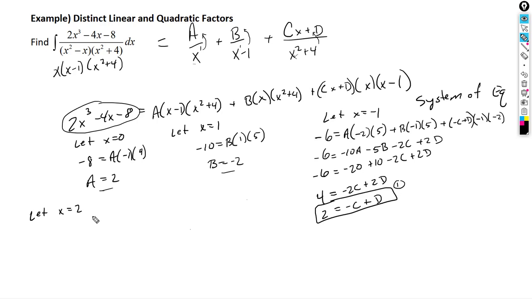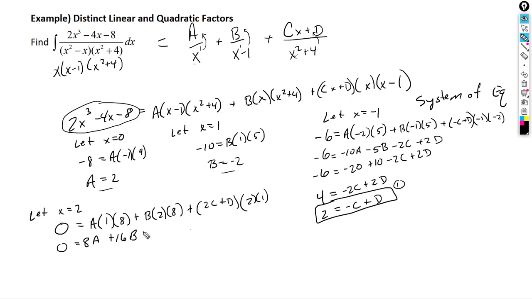So I make x to be 2. Okay, I get 2, 4, 8, 16 minus 8 minus 8. Well, that's 0. Okay, so the left-hand side is 0. That makes it nice. Equals a times, that's 2 times 2 minus 1 is 1, times 4 plus 4 is 8, plus b times 2 times 8, plus c times 2, or 2c, plus d, times 2 times 1. So this is 0 equals 8a plus 16b plus 4c plus 2d.